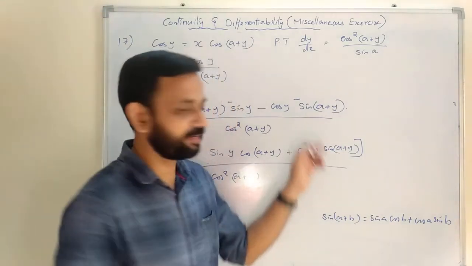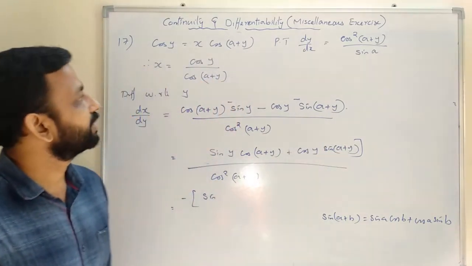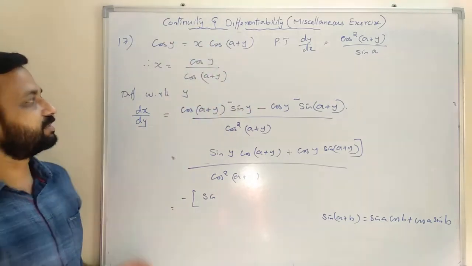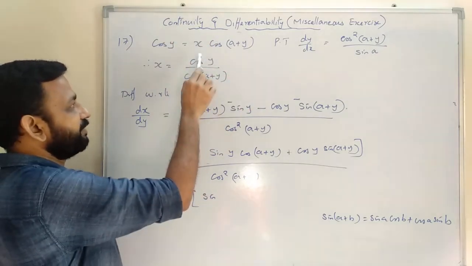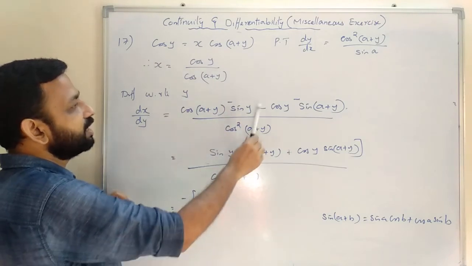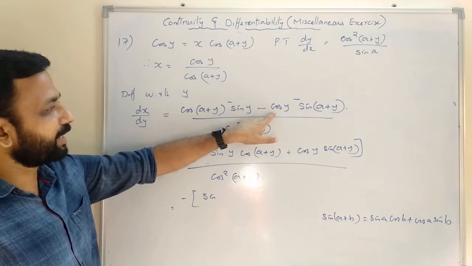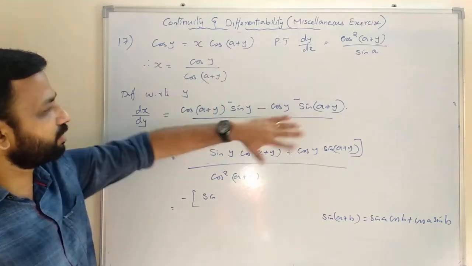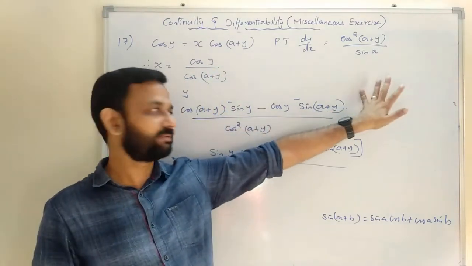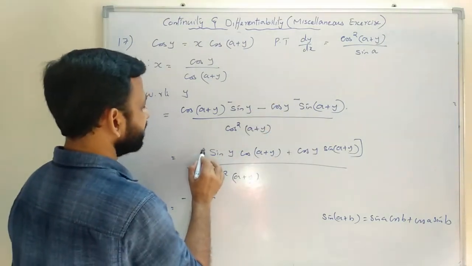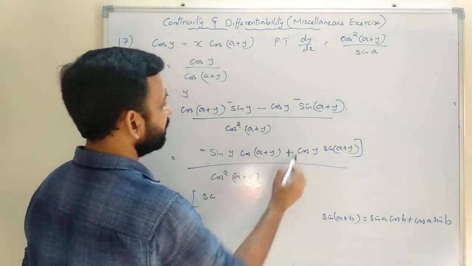So see here, I made one mistake. Derivative of cos x, that is minus sin. So cos(a + y) into derivative of cos y, minus sin y. Then minus sin y cos y numerator into derivative of denominator. Derivative of cos(a + y) is minus sin(a + y). So minus into minus, that is plus. So here it is minus and here it will be plus.